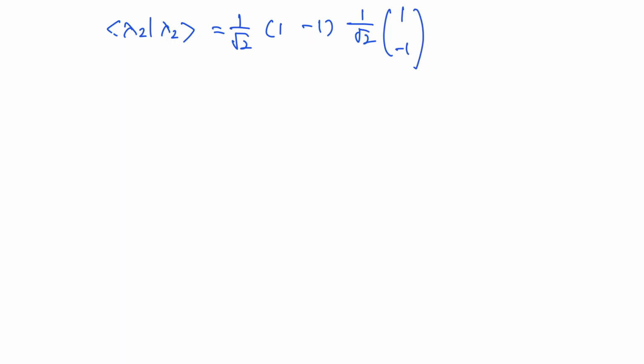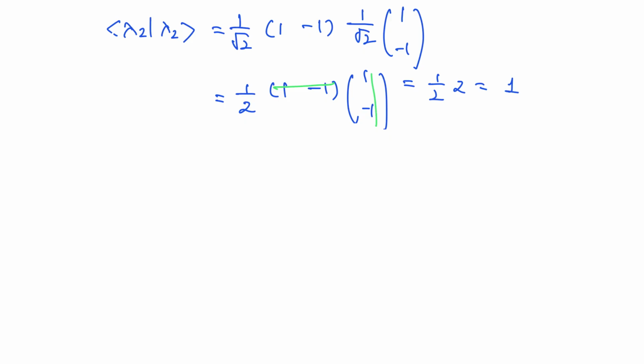How about lambda 2 and lambda 2? Which we defined as 1 over square root of 2, 1, minus 1, and 1 over square root of 2, 1, minus 1. So we have 1 over 2, 1, minus 1, 1, minus 1. If you multiply these, what do we have? 2, right? So it's 1.